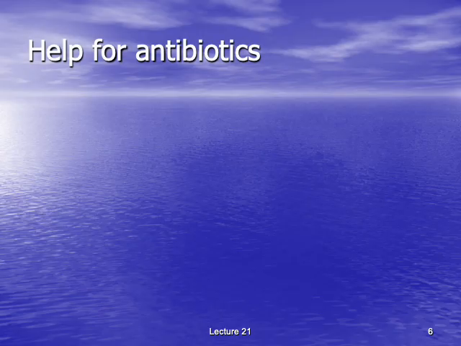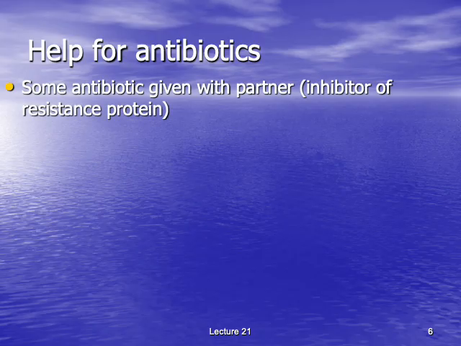So some antibiotics are rendered useless by certain bacteria because the bacteria have become resistant. But what researchers have found is sometimes you can couple an antibiotic with some partner, and the partner can inhibit that enzyme or whatever the bacteria makes that makes it resistant. And therefore, if you can inhibit that, then the antibiotic will work. So we say some antibiotics are given a partner, and the partner is the inhibitor of the resistance protein.